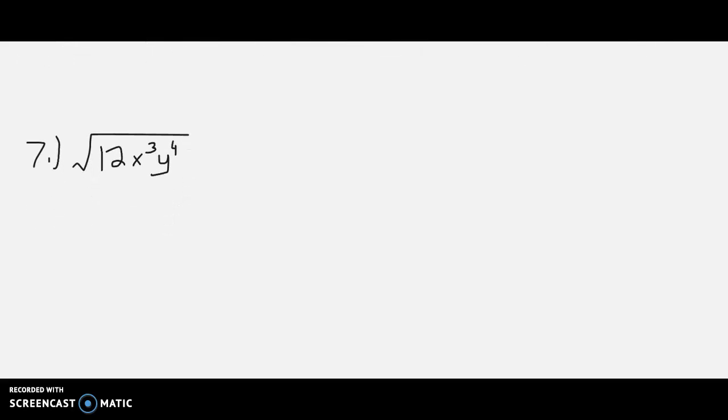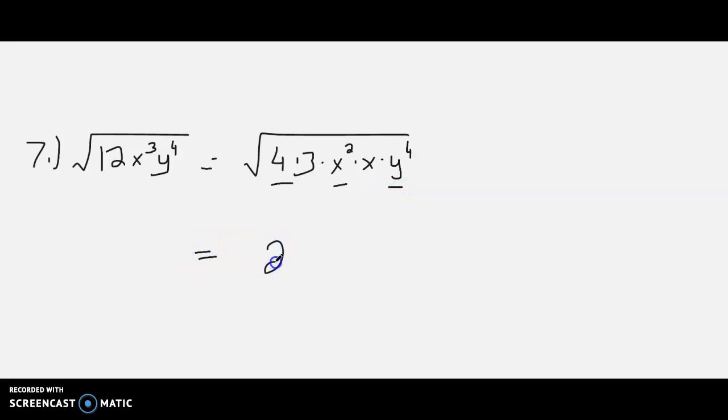Number 7, 12x to the third, y to the fourth. Let's rewrite 12 as 4 times 3. Let's rewrite x to the third as x squared times x. And then y to the fourth we'll deal with. Square root of 4, square root of x squared, square root of y to the fourth. We're left with 2xy squared on the outside of the radical, and inside the radical is 3x.